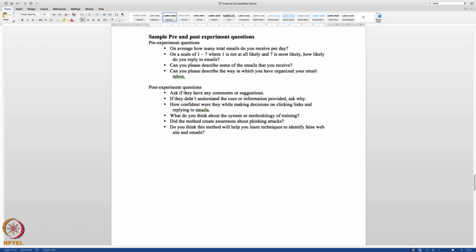And post questions ask if they have any comments or suggestions, or if they didn't understand the cues or information provided. So basically, one of the other things that you will see later in the lectures is this idea of debriefing. Debriefing is super important while doing user studies. We'll get into details about debriefing later, but for now, these are the kinds of questions or comments that you can make during the debriefing.